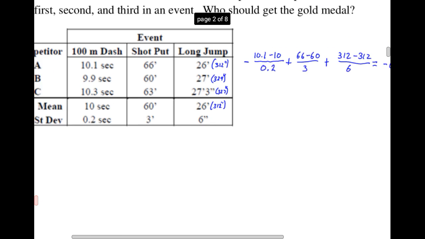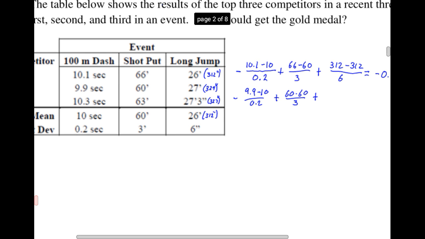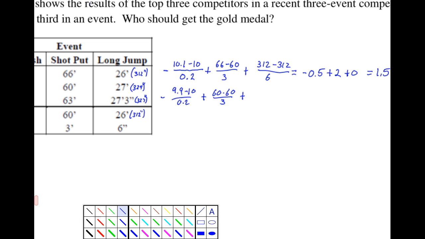So competitor B, they had a really fast run. This is the one that got first place. So 9.9 minus 10 over 0.2, and we said that has to be negative because a negative score is actually good, plus 60 minus 60 over 3. So we're going to see right there that that one's just going to become 0. Had a pretty good long jump performance.